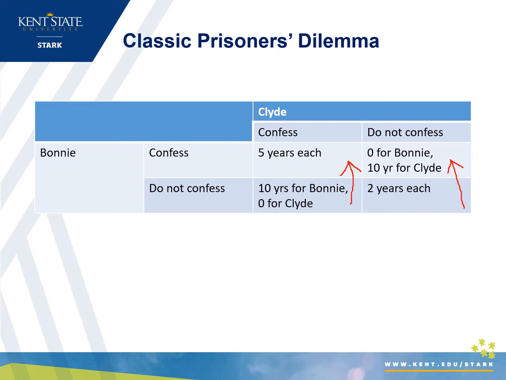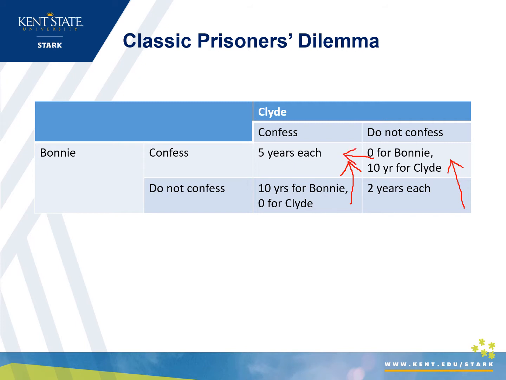So what we've just figured out is that Bonnie, as long as she is rational, will decide that she would rather confess than not confess, because confessing will definitely give her a lesser prison sentence than she otherwise would have had. Clyde follows the same reasoning. If he figures out that Bonnie is going to confess, he realizes that if he doesn't confess, he's going to be in prison for 10 years. On the other hand, confessing would allow him to only spend 5 years in prison.